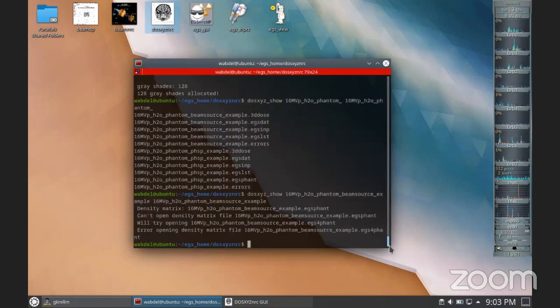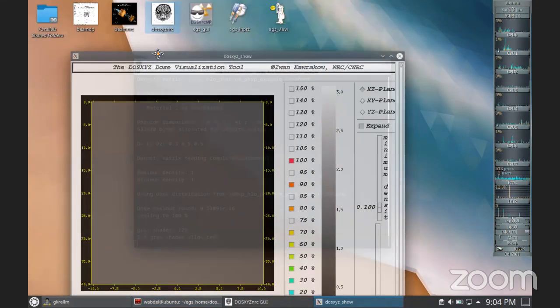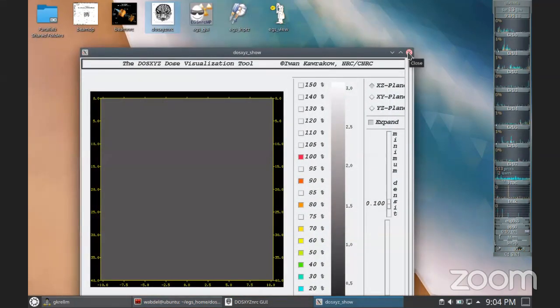Oh, I did not generate a phantom and then put the file. But anyway, it is there. So you need to just generate the phase-space files, and then you can use this example to automatically read the file that was generated. Okay, I have more questions before we conclude. Just select the appropriate source in DOSXYZ. You can also do the same thing with DOSRZ. So you can also select the phase-space file as a source.